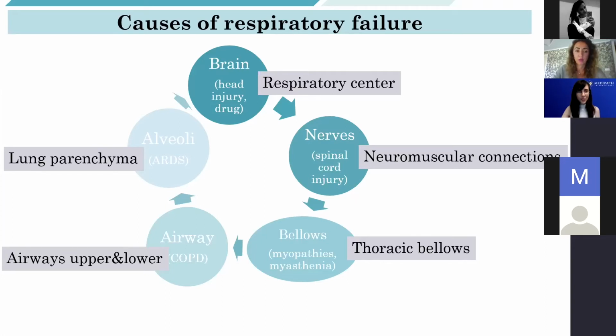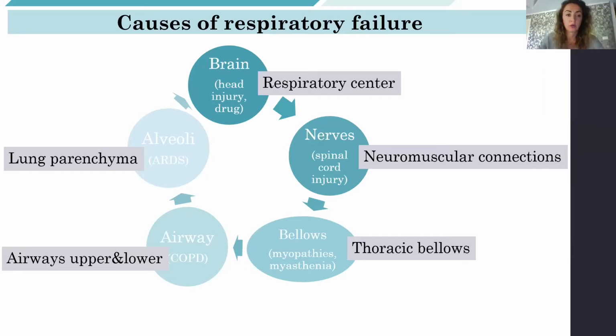If you have some problem with the neuromuscular connection, then you have a problem with the spinal cord, maybe you have some injury. You may have a problem with the thoracic wall. You may have a problem with the upper and lower airway, which will give you some condition of the lungs. And you may have a problem with the lung parenchyma, which will give you a status of the alveoli like acute respiratory distress syndrome.